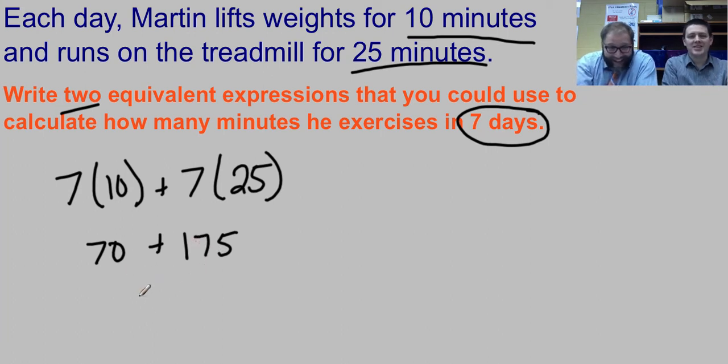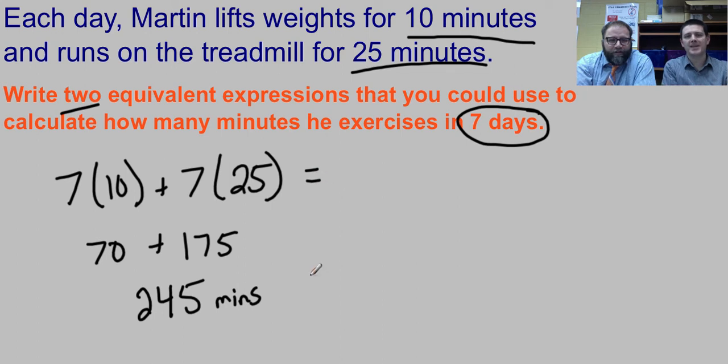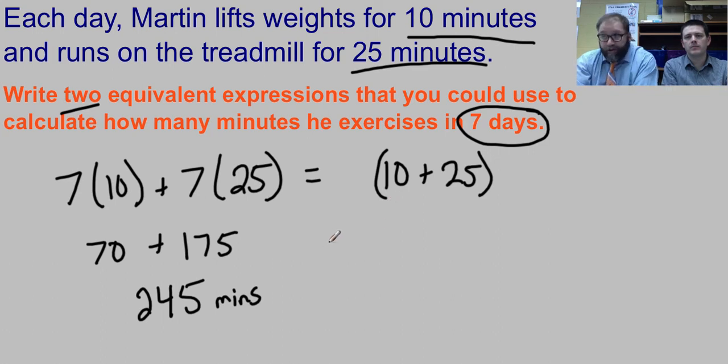70 plus 175 is 245 minutes that he spent working out that week. Good job, Martin. All right, and then the second time we would do this, we could do this as a quantity. So for one day, he's doing 10 minutes and 25 minutes, so 10 plus 25. We put that in our parentheses to know that they're grouped together. And he's doing that for 7 days.